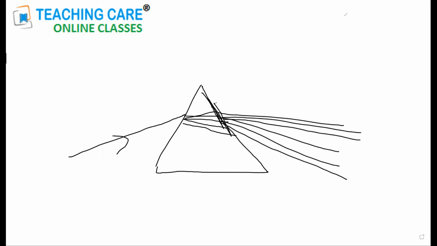Okay, so you have to first explain why this phenomenon is happening, then you have to draw the diagram, then you have to explain the reason for it.